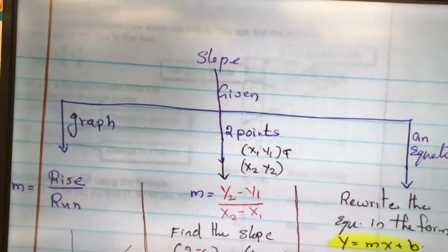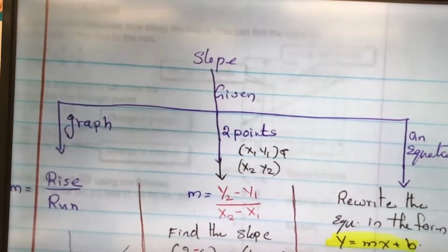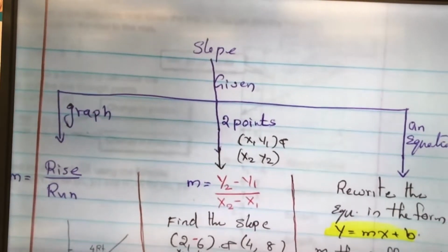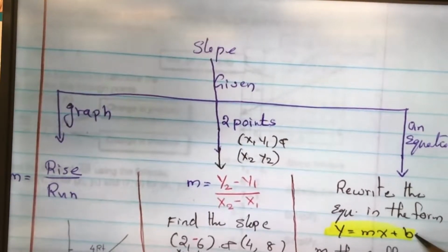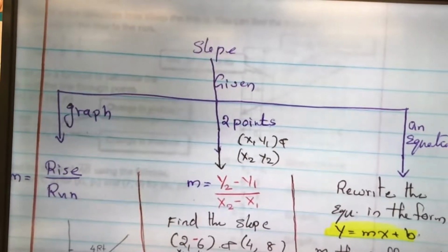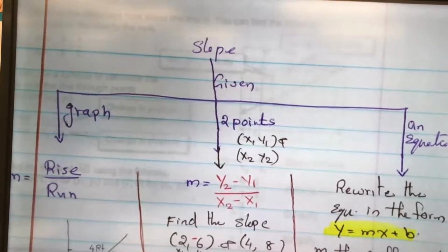In the same way, if you are given an equation in any form, how do we identify the slope of that particular line from the equation? We rewrite the equation in the form y equals mx plus b. Here m, the coefficient of x, is the slope, and b is the y-intercept. I have a couple of examples of how to do this. Okay, here is one of the questions I have.